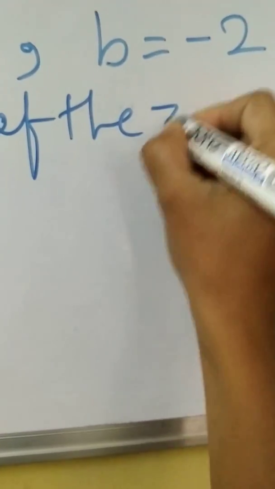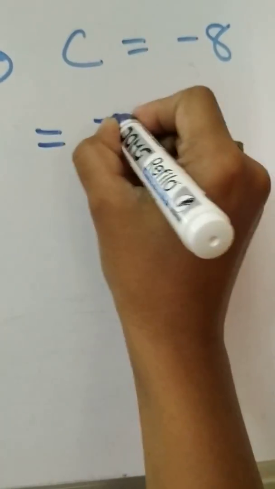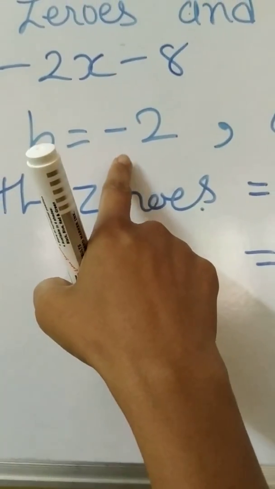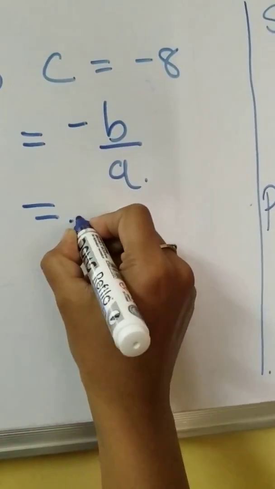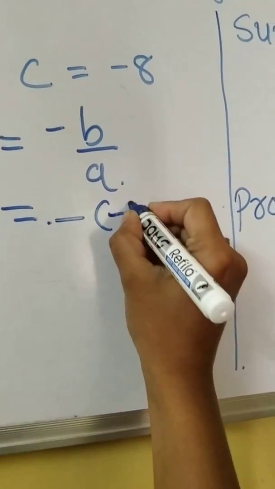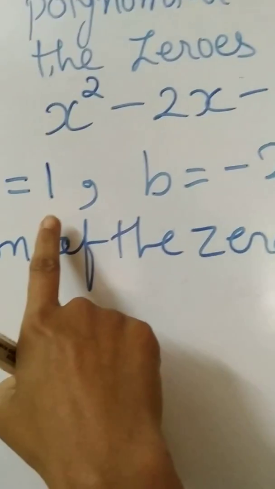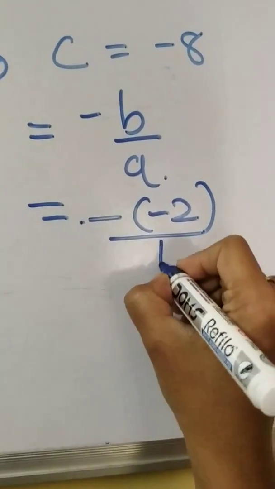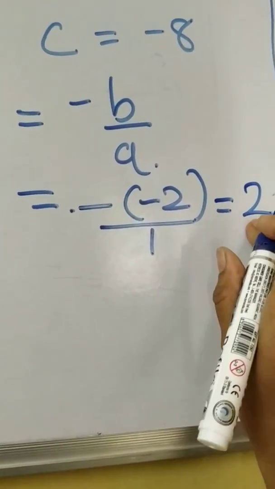of the zeros, that is minus b by a. So here we have to see what is minus b. So that is minus over here, that we have to write, and our b is also minus, so again in a bracket we have to write that minus 2. What is the value of a? So a is equal to 1, so here we have to write 1. Minus minus will become plus, means the value is 2.